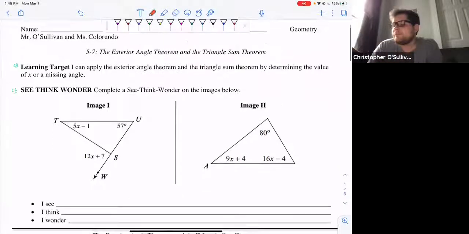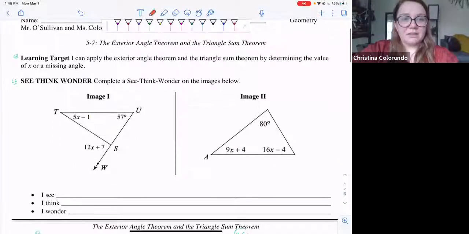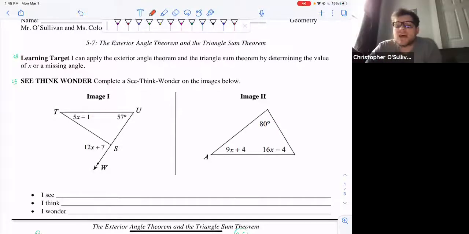All right. We're going to start off our lesson with a See, Think, Wonder. What I want you to do is complete a See, Think, Wonder on the images below, image 1 and image 2. Make sure that you are using the sentence starters here at the bottom: I see, I think, and I wonder. We're going to give you just a few moments to do that one. Go ahead.